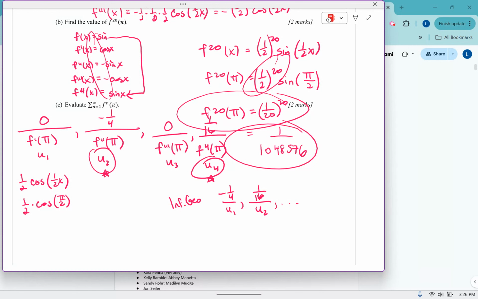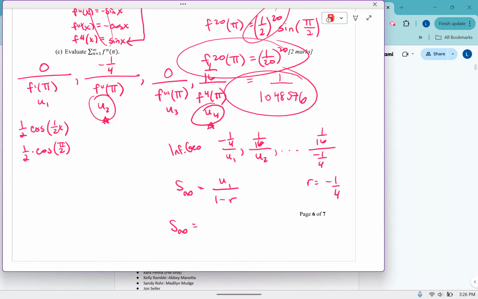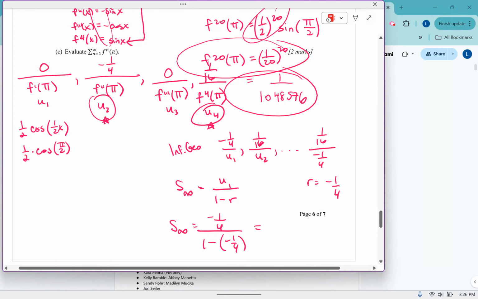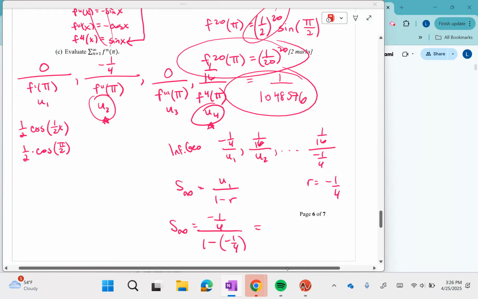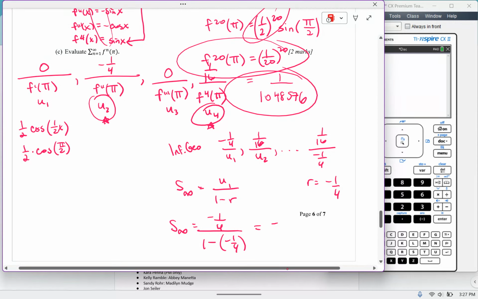How do I find the unknown r? Second over first. Go ahead, type it in your calculator. Tell me what r is. Negative 1/4. And then now I'm going to plug it into my infinite geometric sum formula. The first term is negative 1/4. This is 1 minus negative 1/4. Plug it in. Tell me what it equals. It's going to be 1 plus 1/4. That's 4 over 4, that's 5 over 4. Negative 1 over 4, you cancel the 4, it's negative 1/5. Yeah. 1/5. Woo.